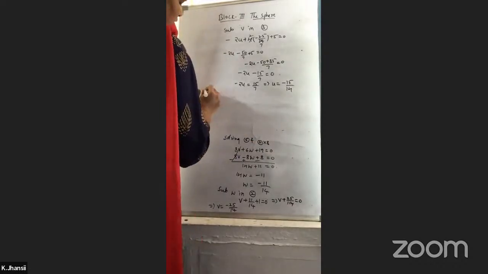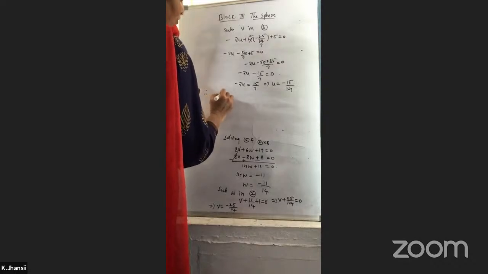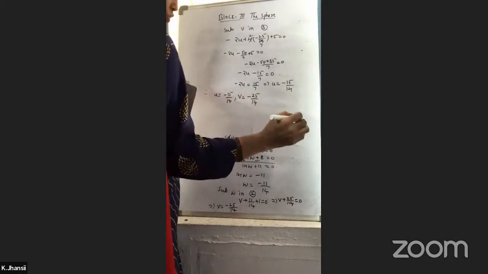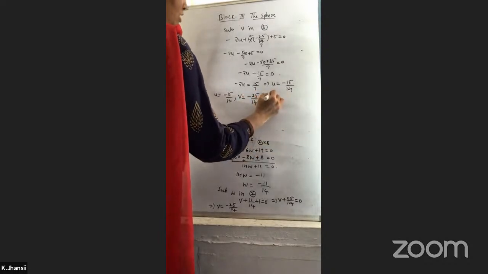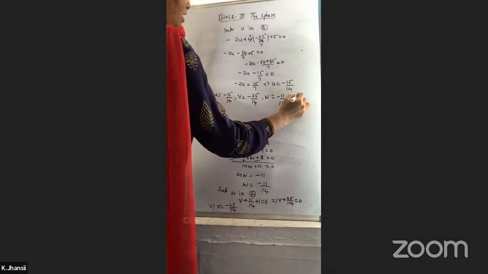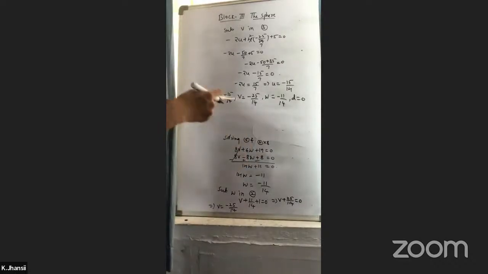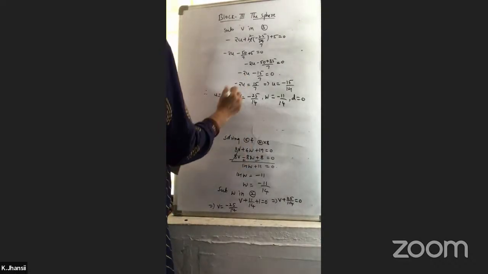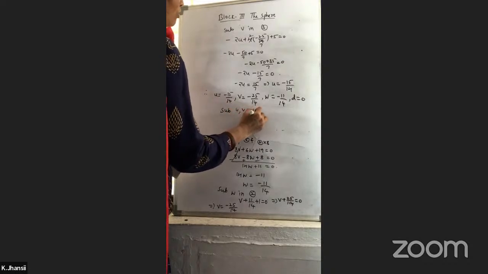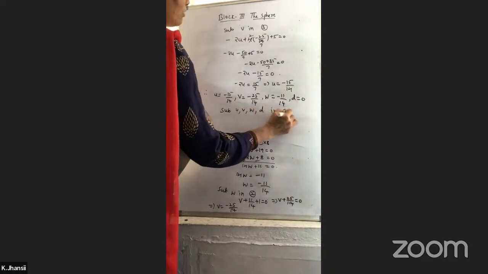Therefore, u is equal to minus 15 by 14, v is equal to minus 25 by 14, w is equal to minus 11 by 14, and d is equal to 0. Okay. So after getting these, substitute u, v, w, d in 1.